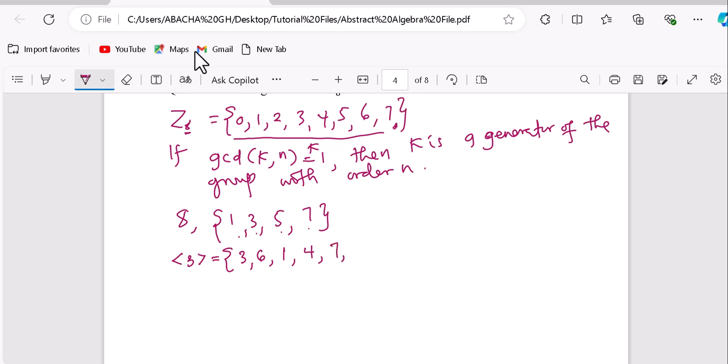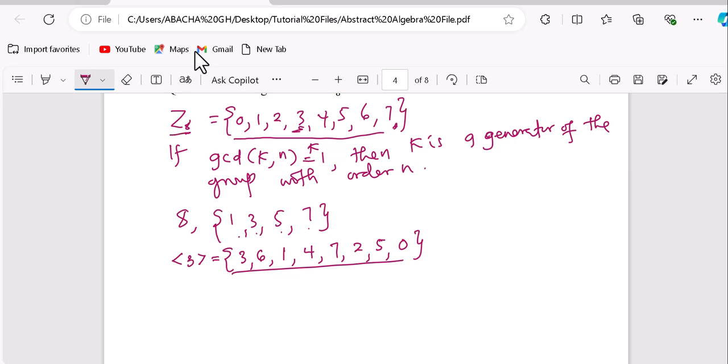If I add 3 again, that's 10. 10 mod 8, that's 2. If I add 3 again, that's 5. 5 mod 8 is still 5. Now if I add 3 again, that is 8. And 8 mod 8 is 0. So let's see. If you compare this group and the original group that we have here, they all have the same elements. So that is why we are saying that 3 is a generator of the group Z8.